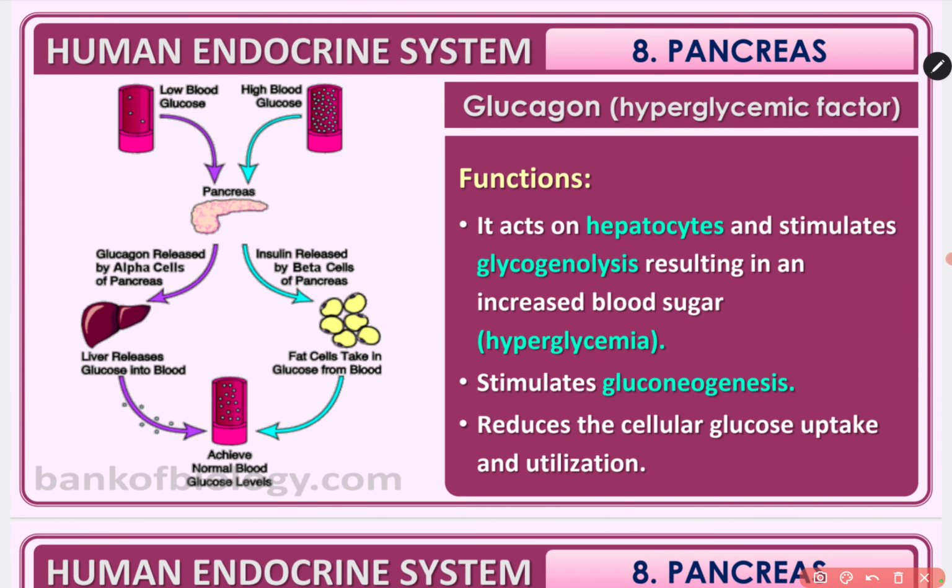Here you can see this diagram. When blood glucose is lower, the pancreas secretes glucagon, released by the alpha cells of the pancreas, and then it goes to the liver, which releases glucose into the blood, achieving a normal blood glucose level. And if the body has high blood sugar, high blood glucose, the pancreas releases insulin from the beta cells, and fat cells take in glucose from the blood, and the body has normal blood glucose. This is how it works.